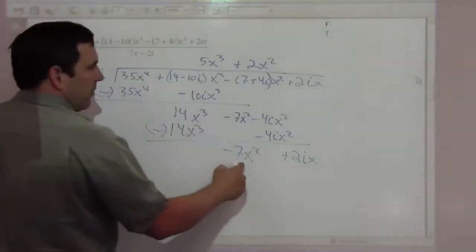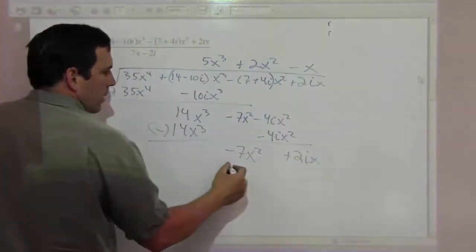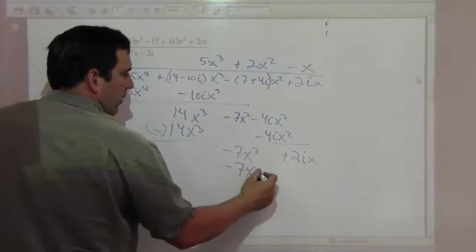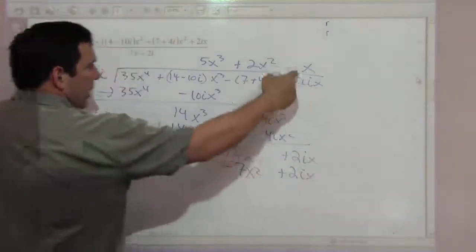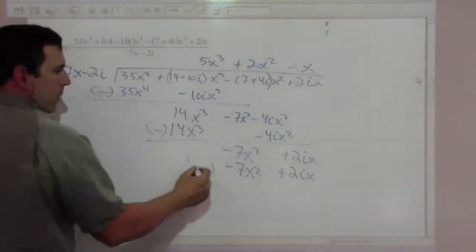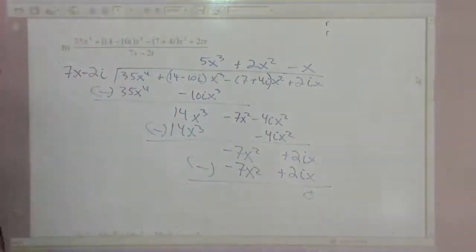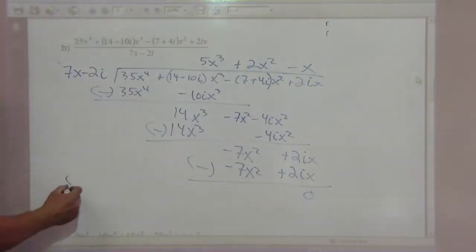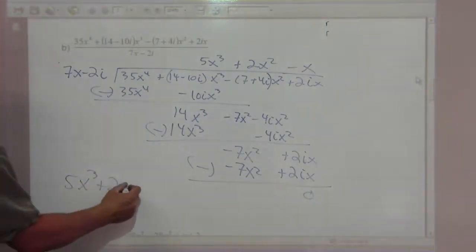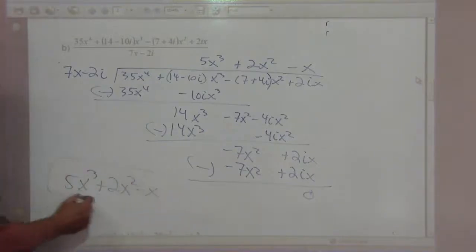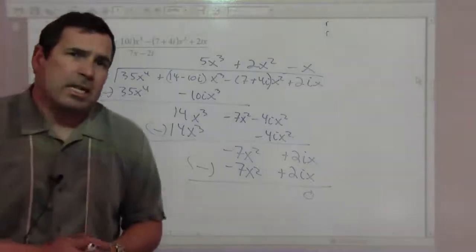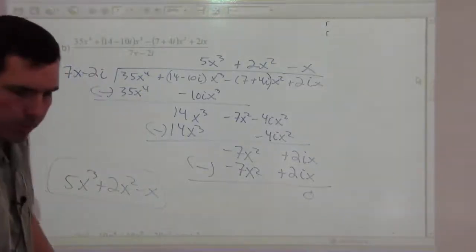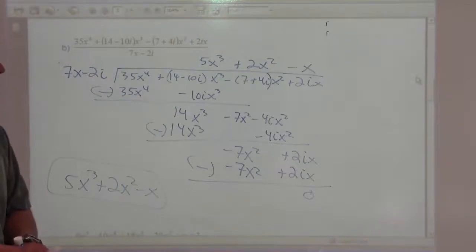7x times what is negative 7x squared? Minus x. So minus 7x squared plus 2ix, that's from the negative x times minus 2i, and we end up with 0. So the answer here is just 5x cubed plus 2x squared minus x. And I really want to encourage people not to let imaginaries or complex numbers in this case intimidate you from doing the problem. It's still very doable. Okay. We go on to the next problem here.